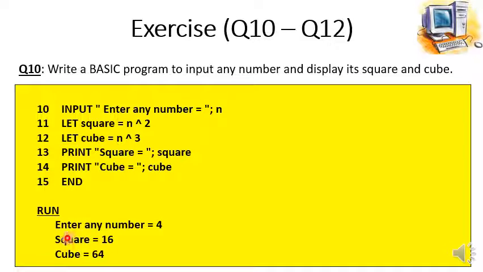So this will be the output of this program. Whenever the print statements are executed, square is equal to the value of square will be printed, and cube is equal to the value of cube is going to be printed, which is 64 in this case. So this is how you can find out the square and cube of a number.